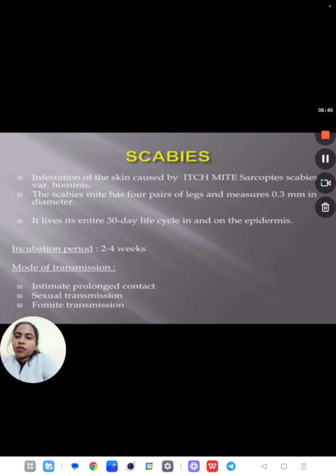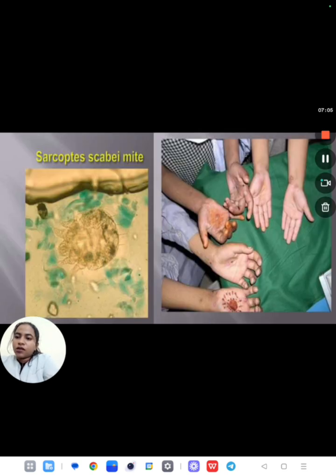Moving to scabies, which is an infestation of the skin caused by the itch mite. It has 4 pairs of legs and measures 0.3 mm in diameter, and lives its entire 30-day life cycle in and on the epidermis. The incubation period is 2 to 4 weeks.